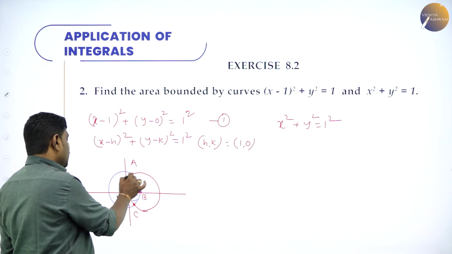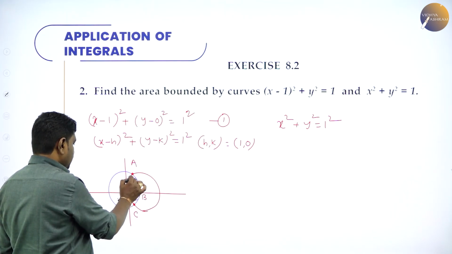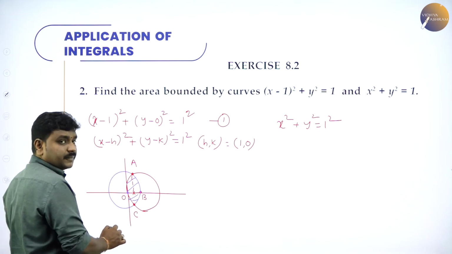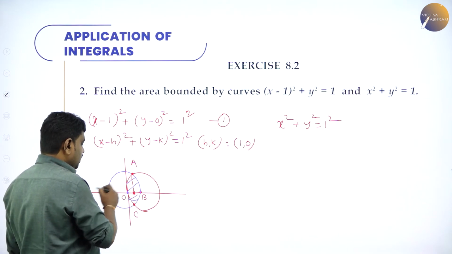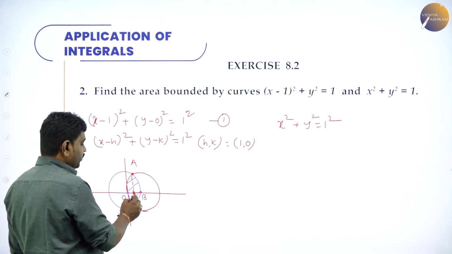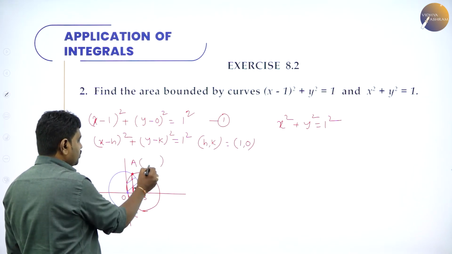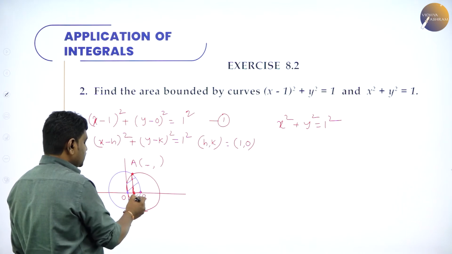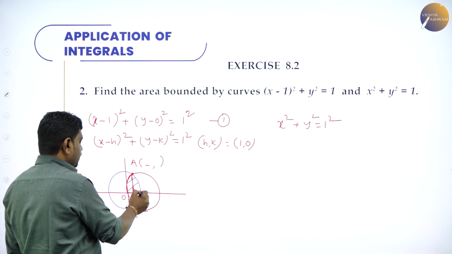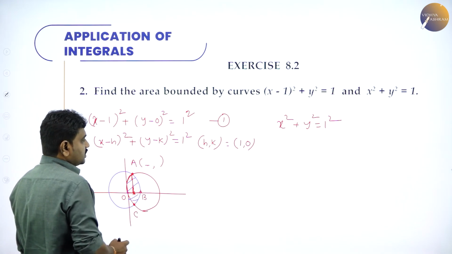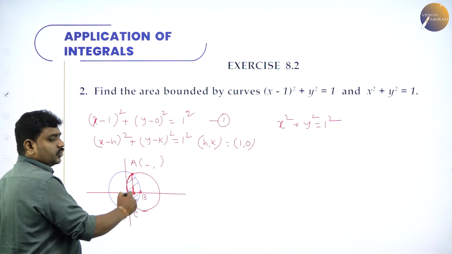For that OAB, if I draw a perpendicular, it meets at this point. This particular point is the point where we need the x value, the x coordinate of this point. So first our task is to find x. Then I'll find the area of the red circle and x-axis, then the purple circle and x-axis. Add these two, you'll get the area of OAB, and multiply by 2.